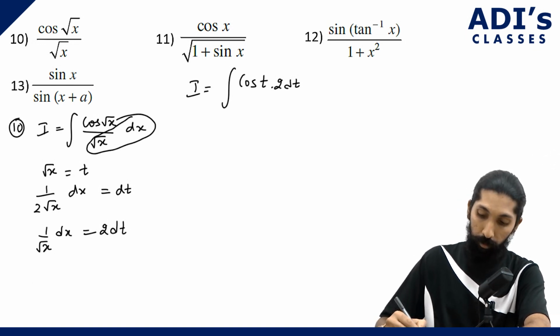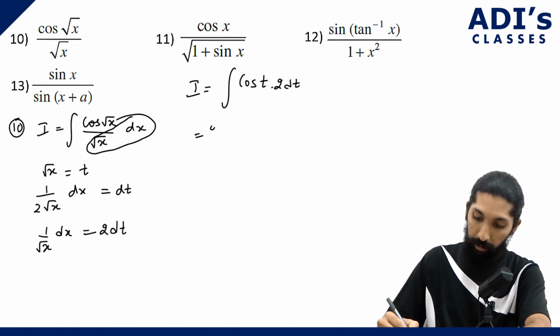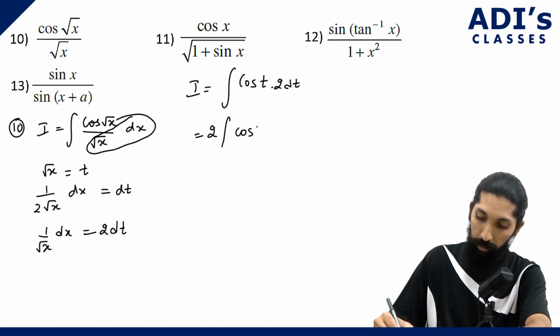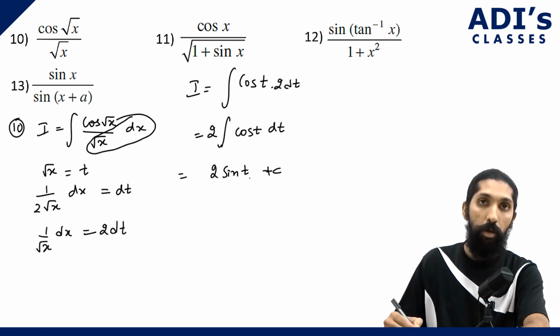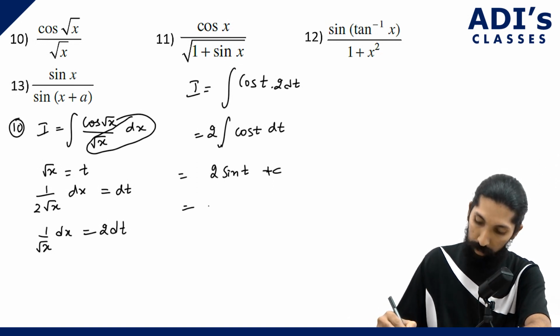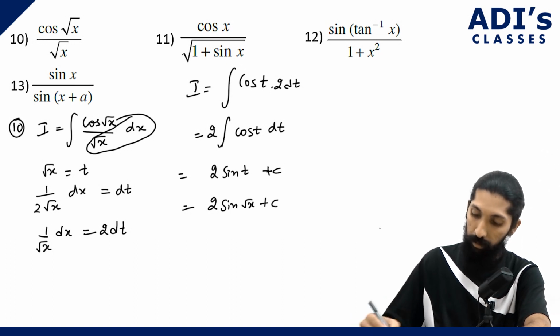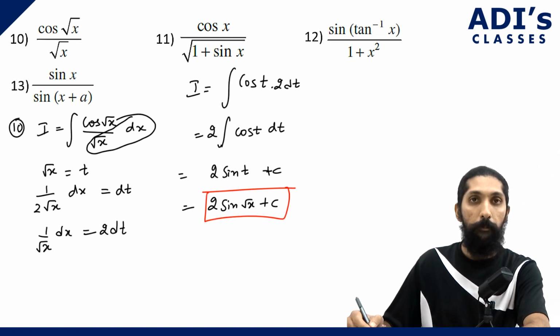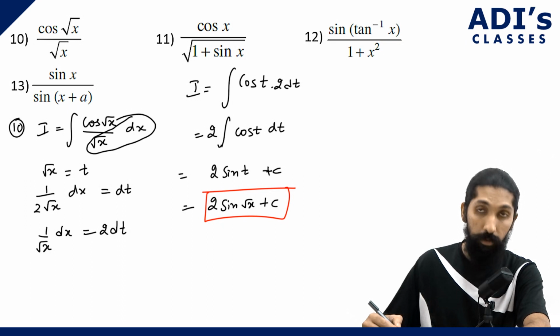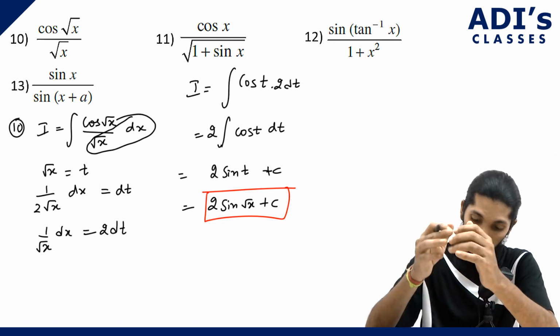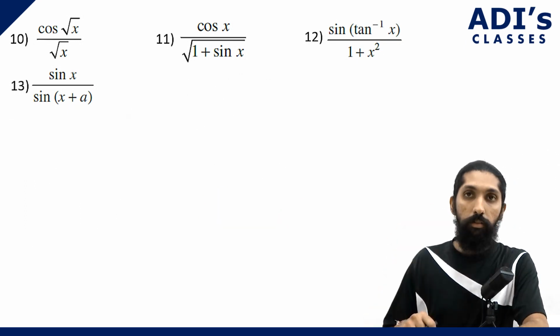Keep the 2 outside. 2 times integral of cos t dt. So you'll get this as 2 sin t plus c, or this will become 2 sine of root x plus c. So this is going to be the final answer. Understood? So this is the answer for the 10th one. Now let's do the 11th one. See the 11th?